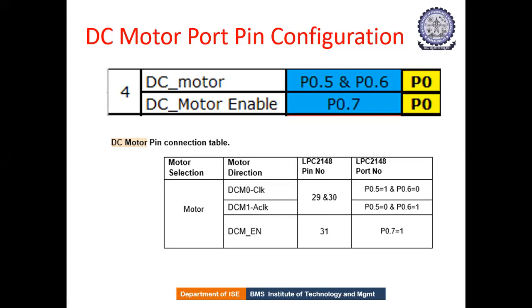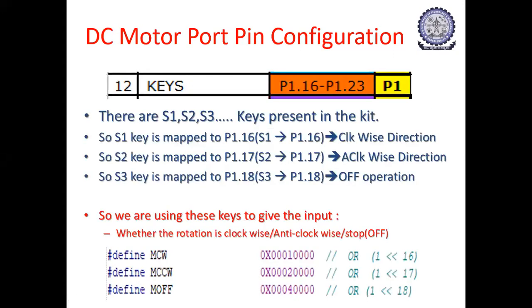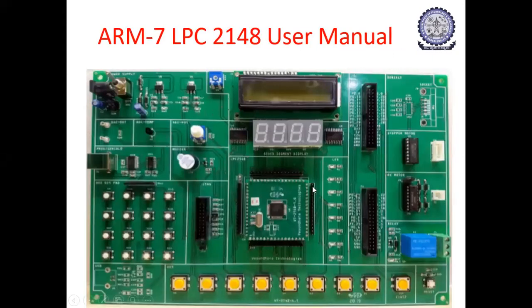So how will we give the input? We have some keys on the kit. You can see the kit here. These are the keys. Here you have the S1 switch, S2 switch, S3 switch, S4. You have some switches which have been interfaced within this particular kit. So using these switches, we will select the clockwise direction or anti-clockwise direction or turn off the motor. We have selected switch 1 for clockwise, switch 2 for anti-clockwise, and switch 3 for stopping the rotation.